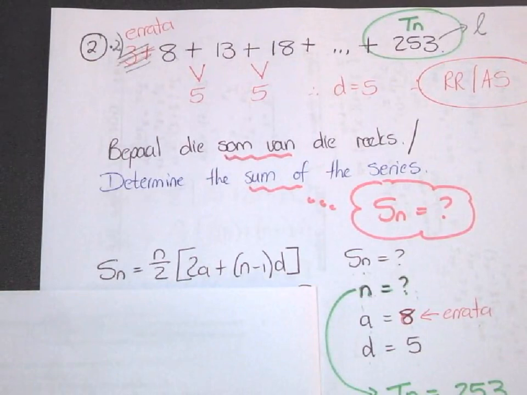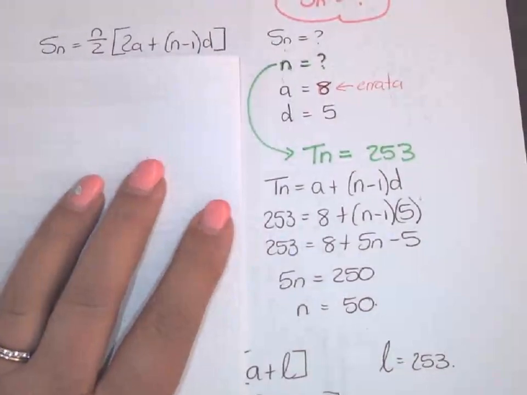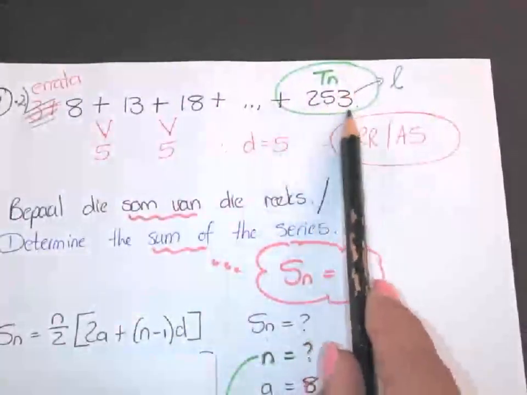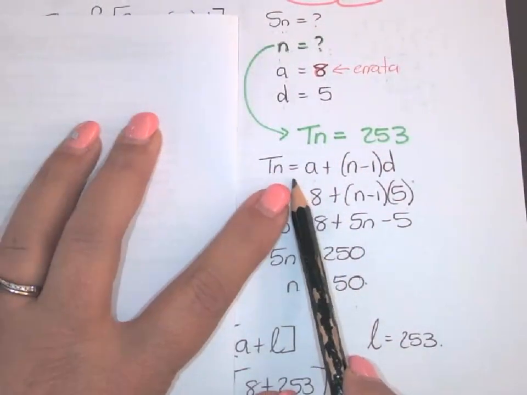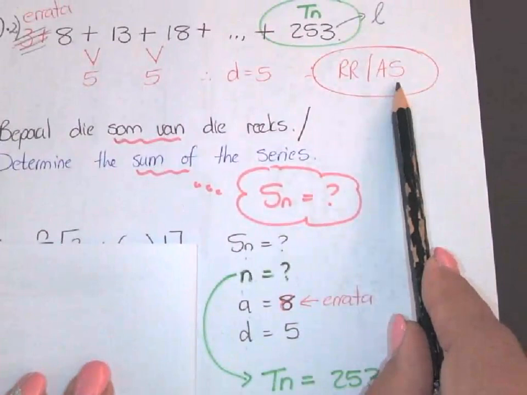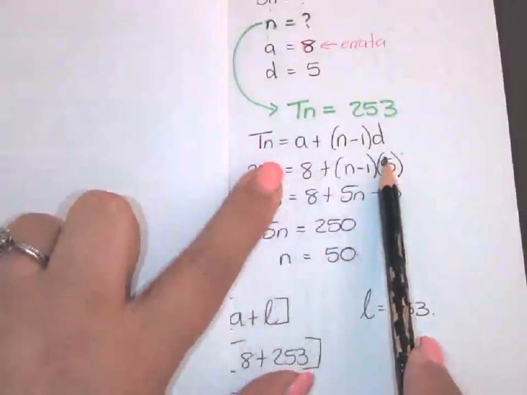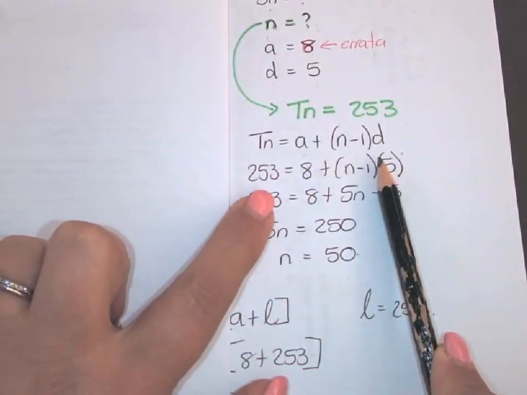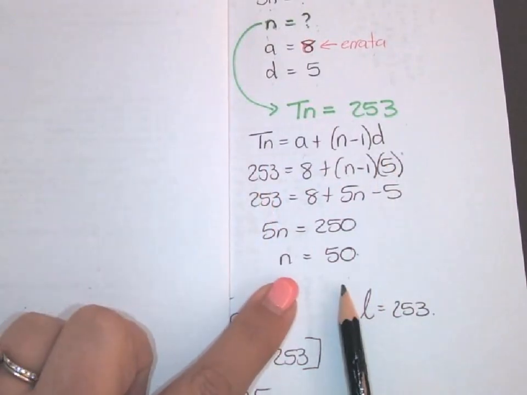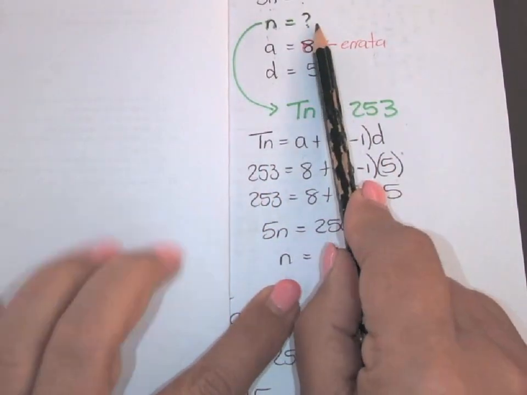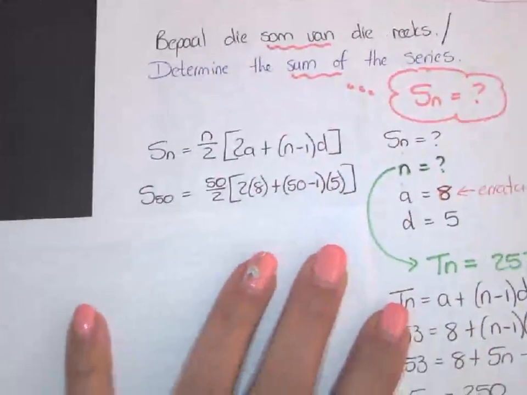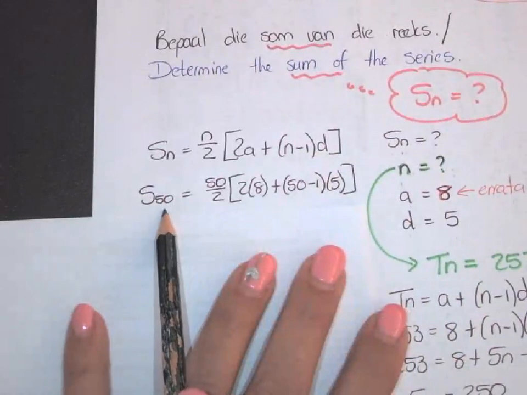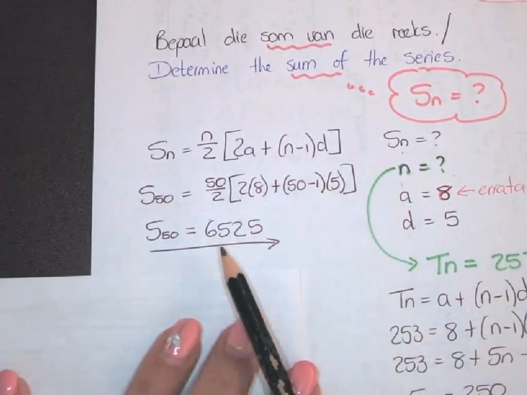And where do I get n from? Tn. Oh, you get it from Tn because we know Tn has a value of 253. Then you use the arithmetic sequence formula. Substitute a and d and Tn, and then you get n's value as 50. Now I have n, and I can substitute all my values in the sum formula on the left-hand side as well, and to calculate that the sum is 6525.